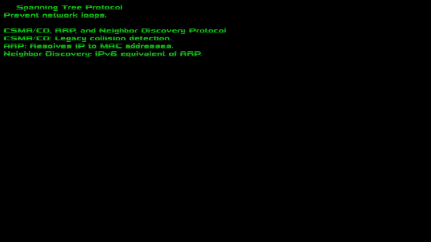Spanning Tree Protocol: prevent network loops. Carrier Sense Multiple Access with Collision Detection, CSMA/CD, ARP, and Neighbor Discovery Protocol. CSMA/CD: legacy collision detection. ARP: resolves IP to MAC addresses. Neighbor Discovery: the IPv6 equivalent of ARP.